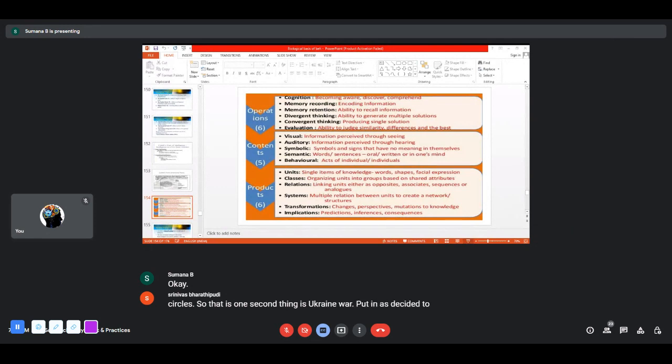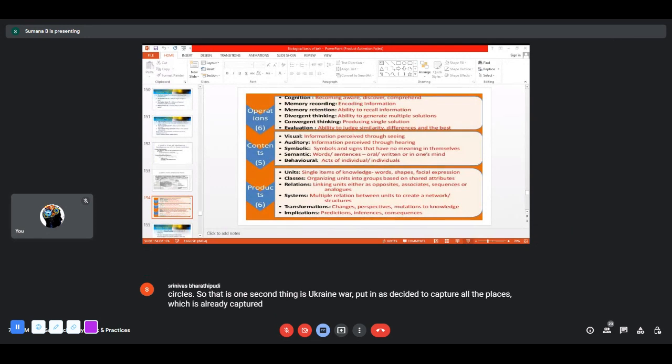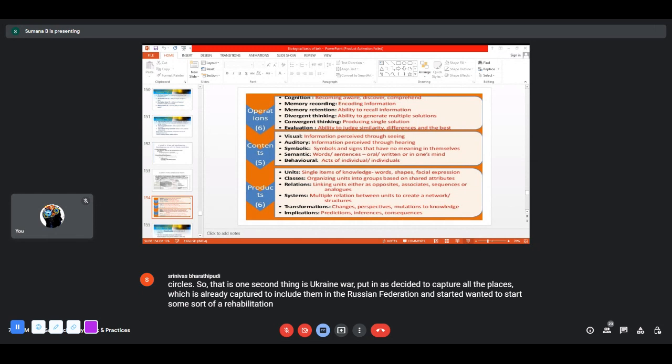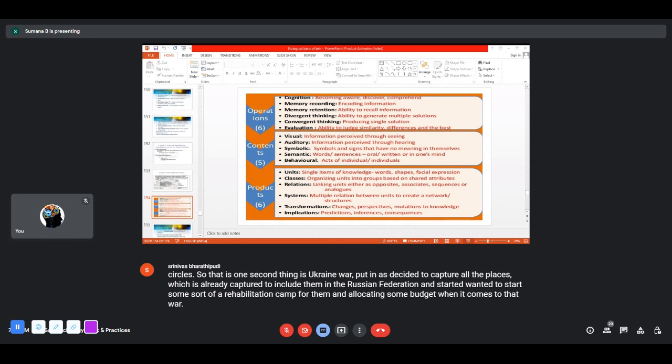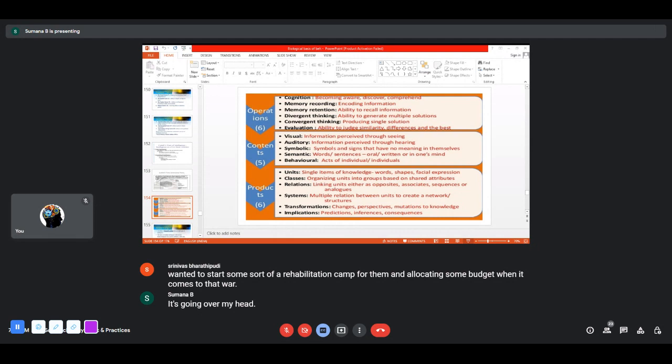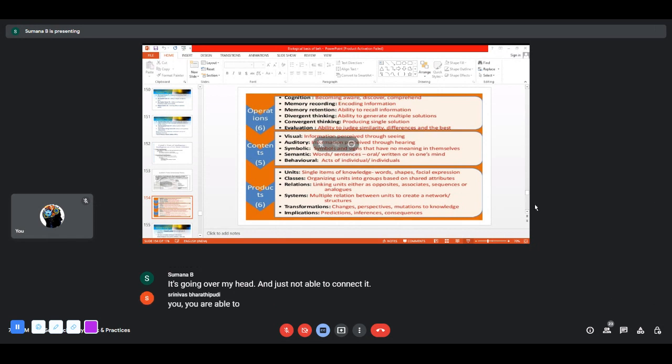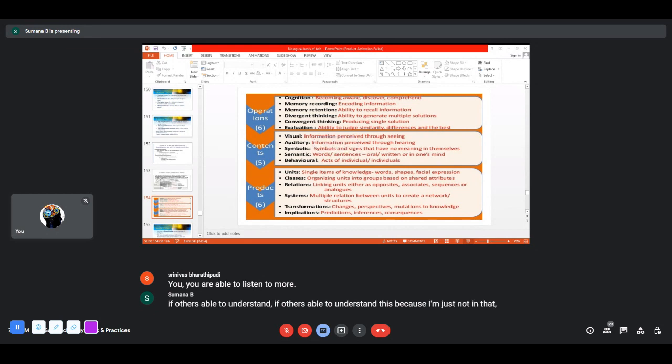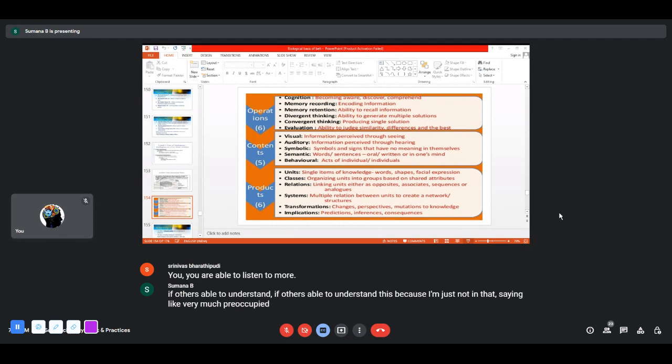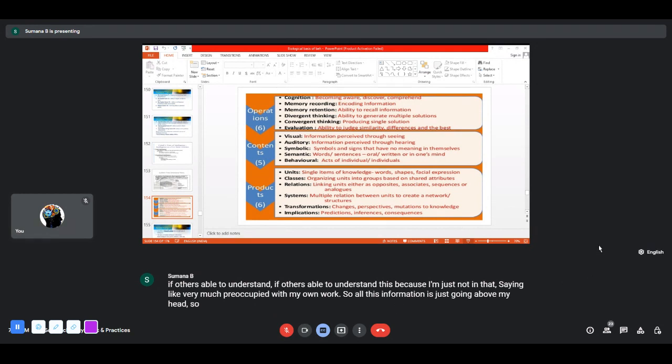Putin has decided to include all the places already captured in the Russian Federation, and wanted to start some sort of rehabilitation camp for them, allocating some budget for that. It's going over my head. I'm just not able to connect it. If others are able to understand this, because I'm very much preoccupied with my own work, all this information is just going above my head. So if others are able to connect and understand this news, this is a content for us.